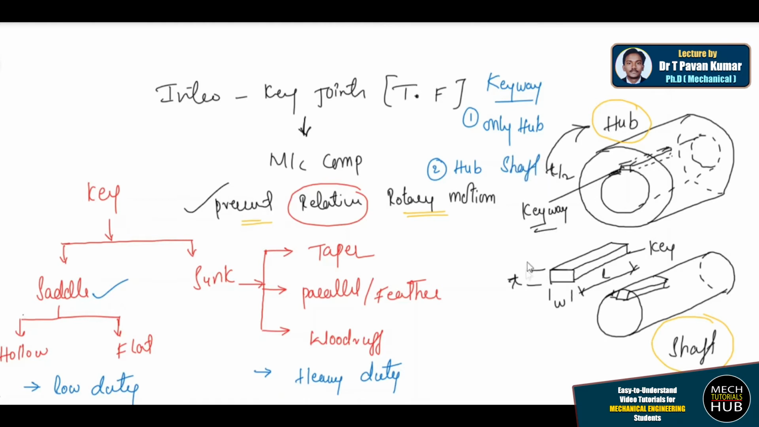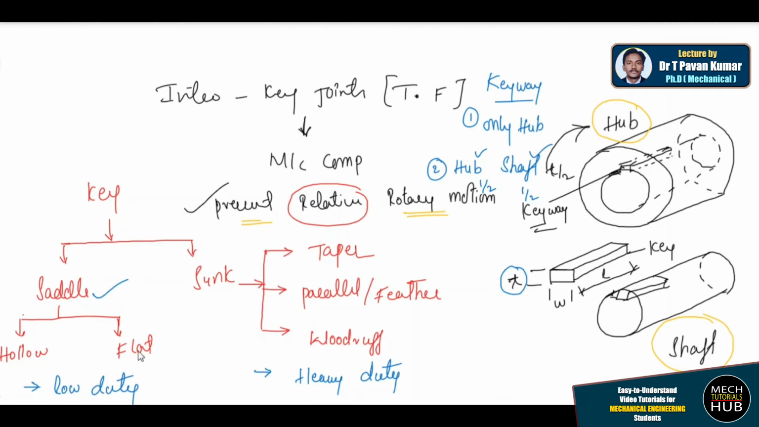Means whatever the thickness maintained by the key, half of the thickness is taken by the hub and the other half is taken by the shaft. That is the reason sunk keys are much stronger, and can take heavy loads when compared to saddle keys. This is the basic difference. Try to understand the logic.